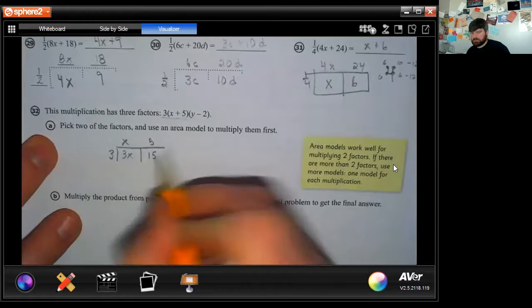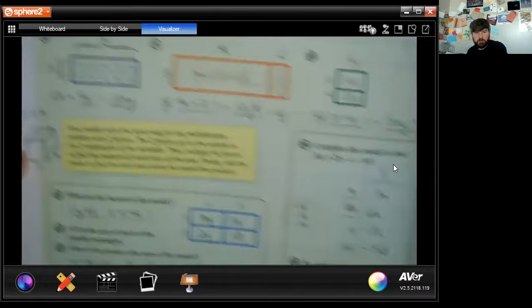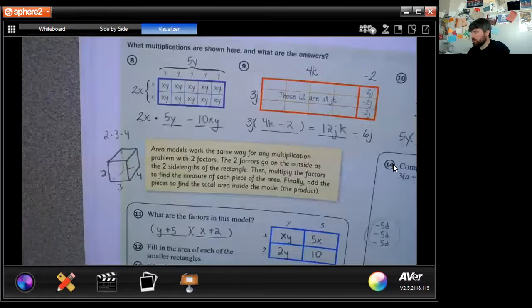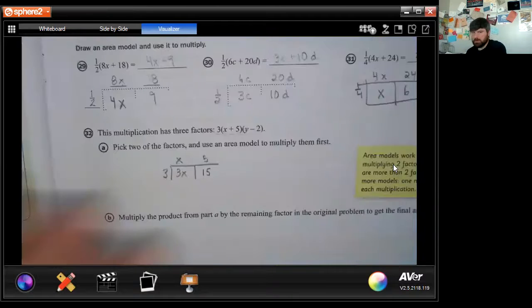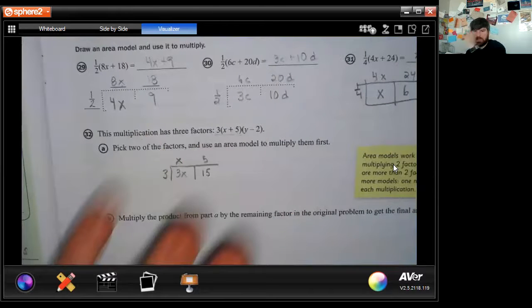Now, in the previous lesson, I talked about if you had 3 factors, you would be doing a 3-dimensional model, which is correct. That wasn't wrong, but an easier way to do that is to draw them out separately.